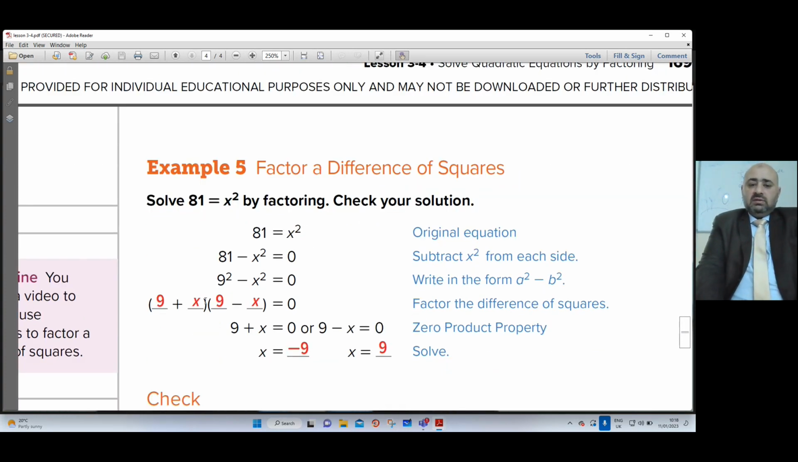Open parenthesis. The first parenthesis is the sum, and the second is the difference. So 9 squared means 9 times 9, and x squared means x times x. Now the product equals 0 means the first parenthesis equals 0, and we have the first equation. Then the second parenthesis equals 0 means we have 9 minus x equals 0. If you solve the first equation, you will get x equals negative 9. And if you solve the second equation, you will get x equals 9. Write this important example, please.